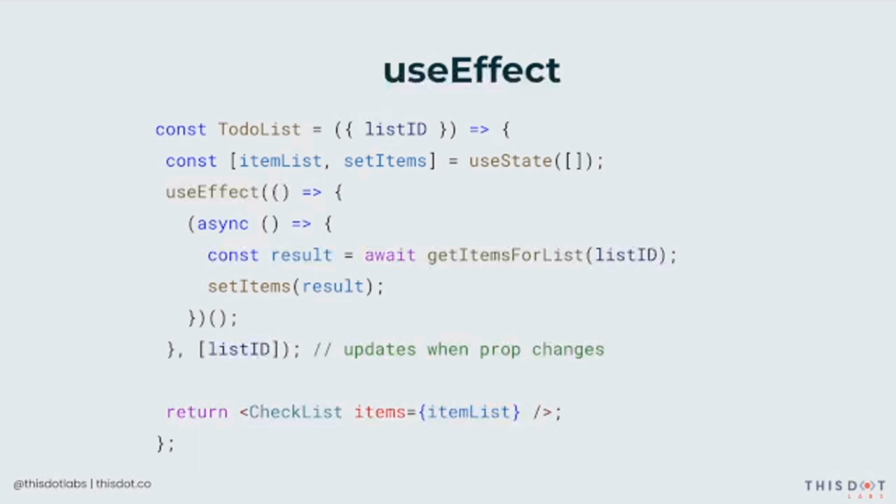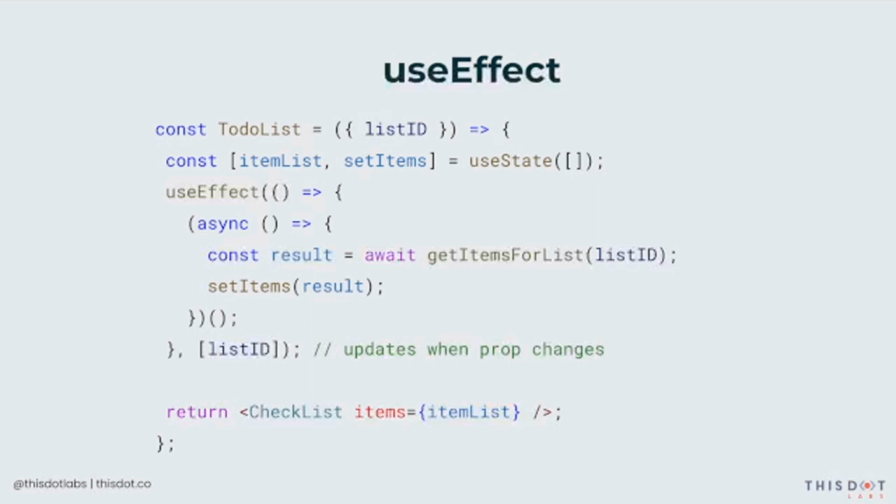is await get items for list. This is a function that gets some to-do items from somewhere. It could be an API call, it could be local storage. It doesn't really matter for this example. All we need to know is that it's an async operation, and it's going to return an array of to-do items. So what we do here is we await this result, we wait for all our to-do items to be loaded, and then we call our state setter, set items, with this new result. And in the end, we render our checklist component, which is probably just a component that renders a list with our new items.